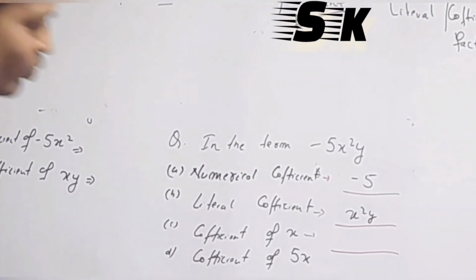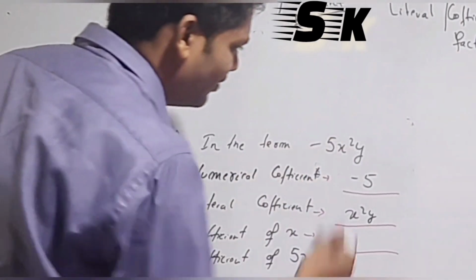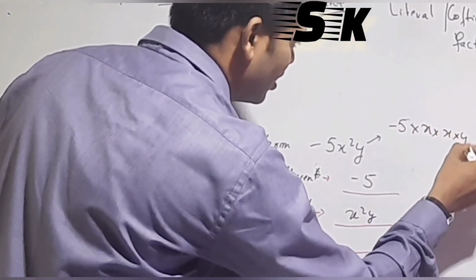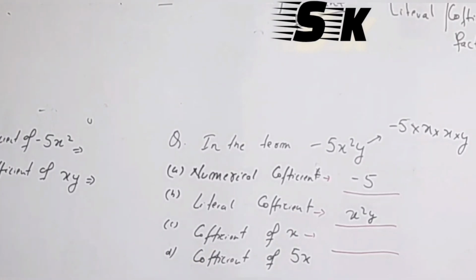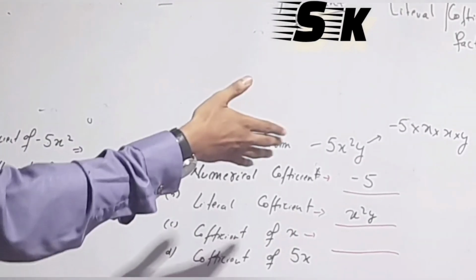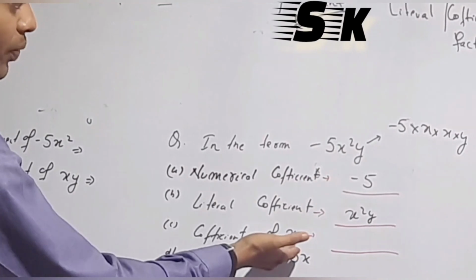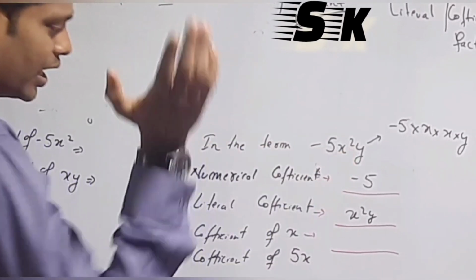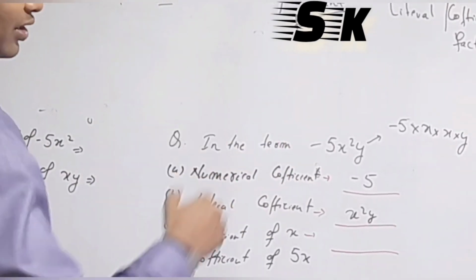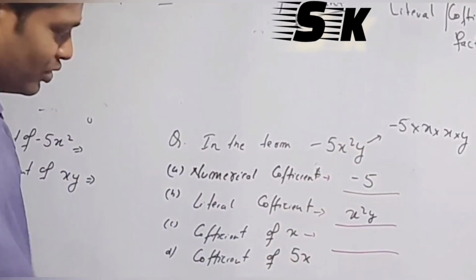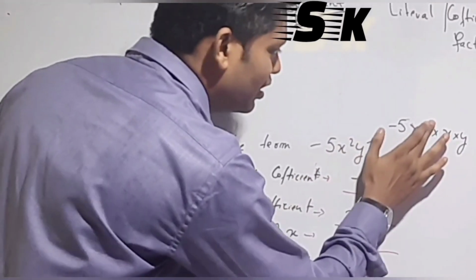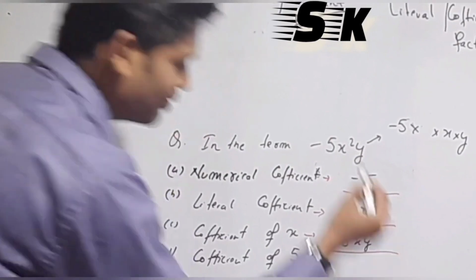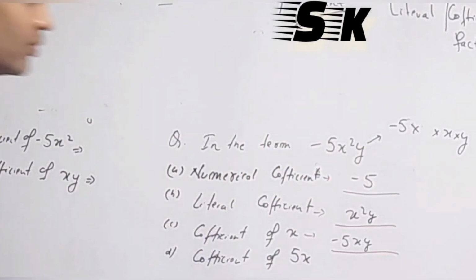So what to do, sir? X is there, but x square is there. Can we write it like this, minus 5 into x into y? Sir, x square means x into x only. So we have to write in each and every case like this. If it is not matching your coefficient, if you compare the coefficient of x and here x is not there, you will get confused and say the question is wrong. So in that case you will break it like this. To find the coefficient of x, only one x should be removed. So what is left? Minus 5 is left, x is left, y is left. Done. That is the answer.